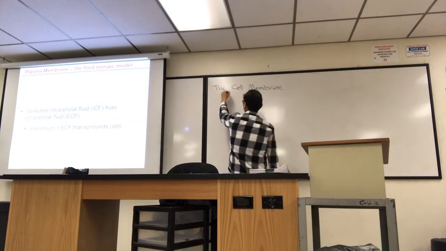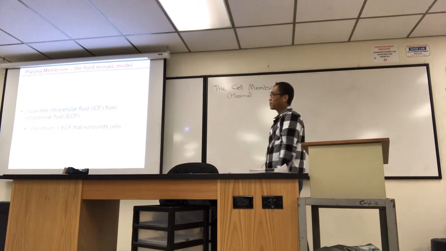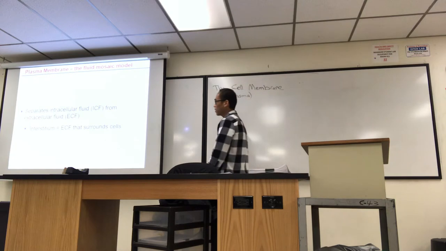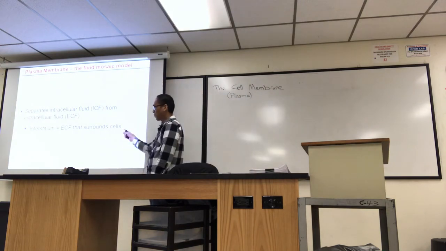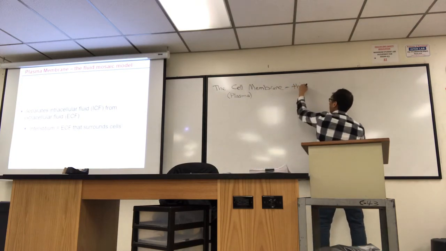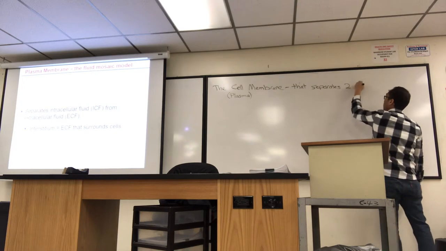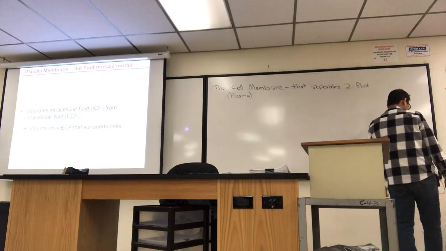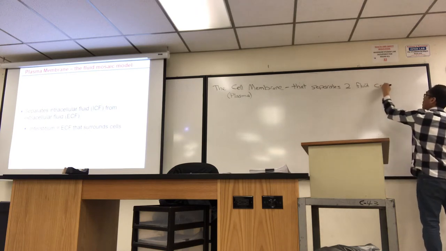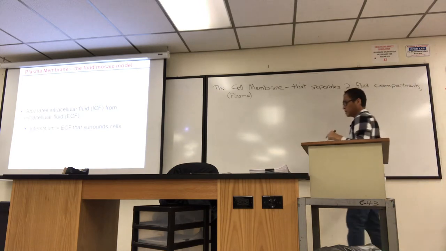Cell membrane or plasma membrane implies it's not a stiff structure. In fact, it's very fluid. We still teach it as the fluid mosaic model, as a membrane that divides the intracellular fluid from the extracellular fluid. The extracellular fluid is also called the interstitium. So think of these as just two fluid compartments. I'll describe it as a membrane that separates two fluid compartments, the ECF from the ICF.